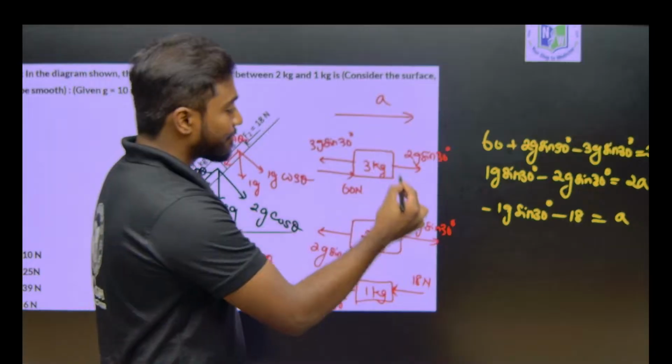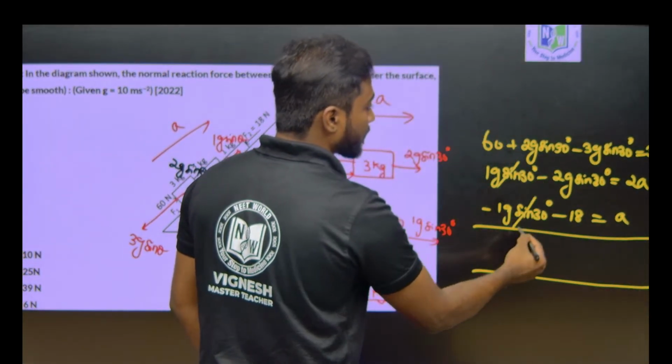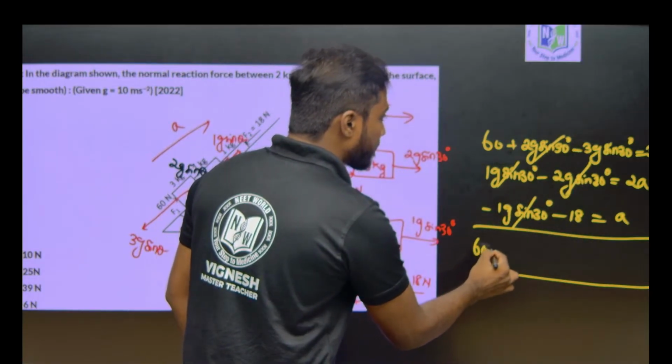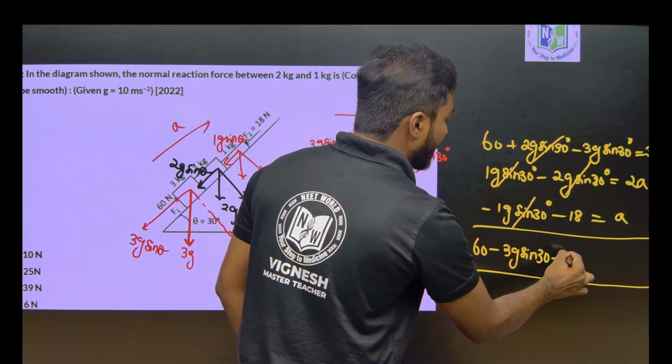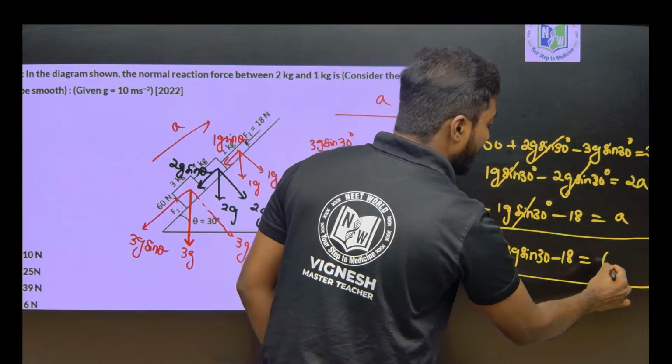Now if I add everything, the 1g sin 30 and 1g sin 30, and the 2g sin 30 and 2g sin 30 will get cancelled out. So 60 minus 3g sin 30 minus 18 should be equal to 3a plus 2a, 5a, plus a, 6a.